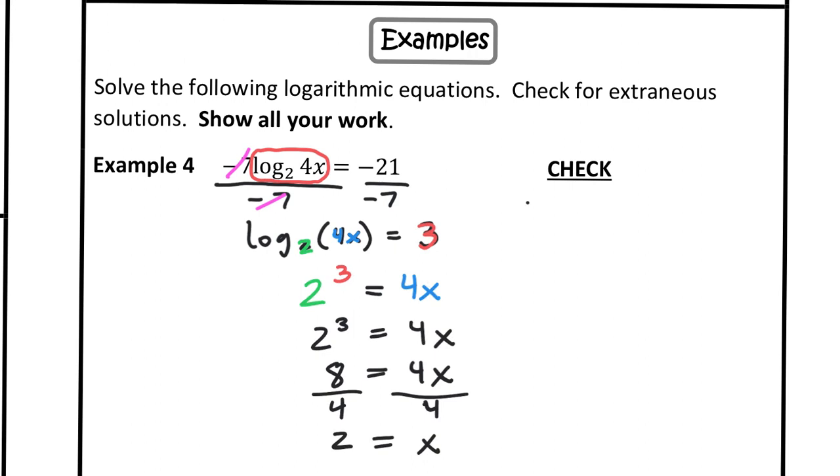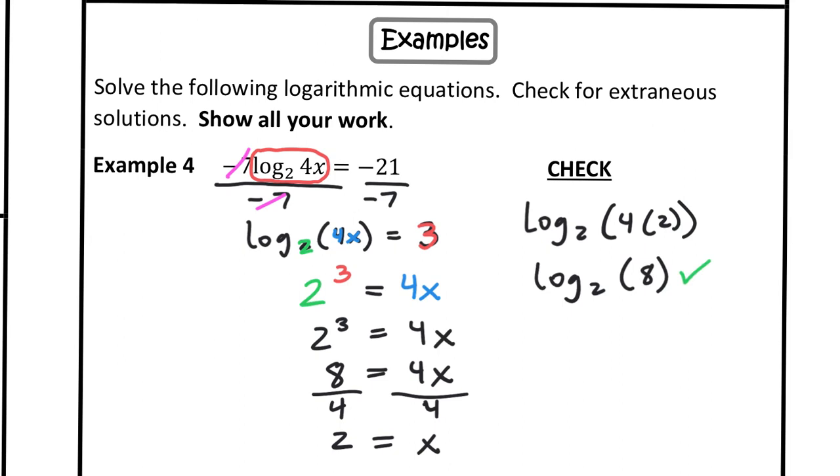We can check our answer. Log base 2 of 4 times 2. I'm just copying this equation on the right and substituting x with 2. So that gives me log base 2 of 4 times 2, that's 8. So I get a positive 8. So x equals 2 is my answer.